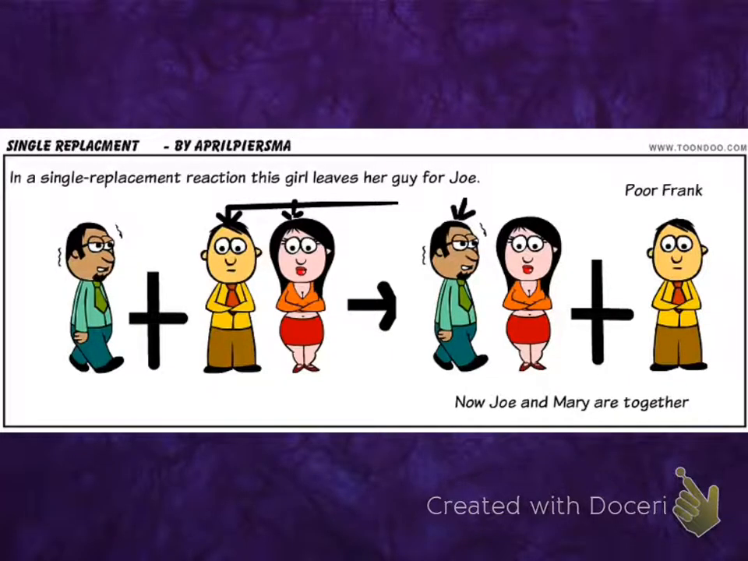Sometimes we represent this with people. We say that Mary and Frank were a couple, and then Joe comes along, and Mary likes Joe better, so now Joe took Frank's place. So Joe and Mary are together, and Frank is by himself. So think about this. We've got A plus BC, so we've got an element plus a compound, and what happens is we end up with AC plus B. So it's a single replacement reaction.